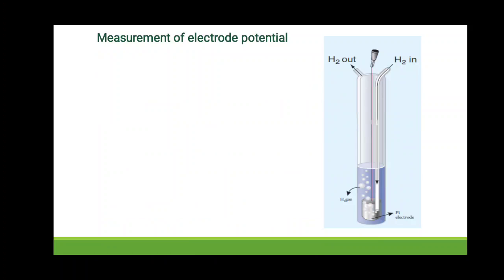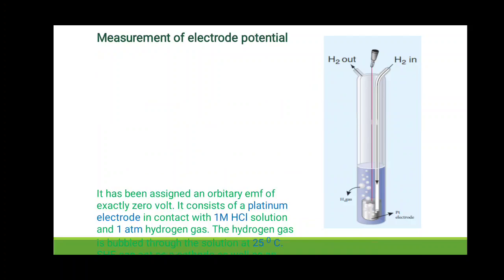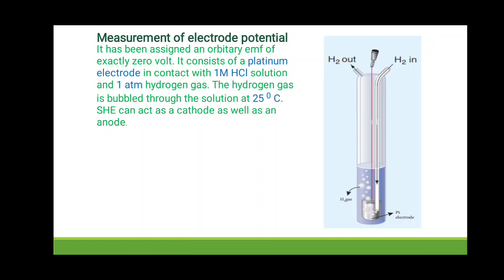Here it has a solution, that is hydrochloric acid. The concentration is 1 molar, the hydrogen gas is at 1 atmosphere, and the temperature is maintained at 25 degrees Celsius. These are the conditions that take place in the electrode. That is called the standard hydrogen electrode, SHE. It has been assigned an arbitrary EMF of exactly 0 volt.